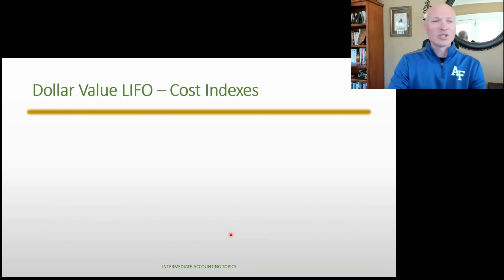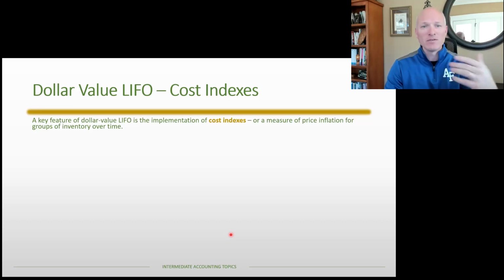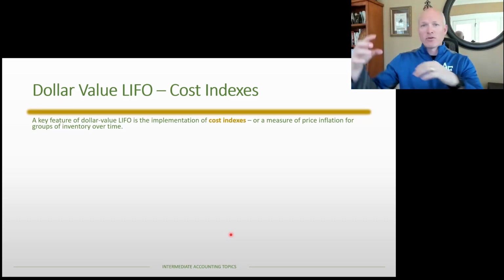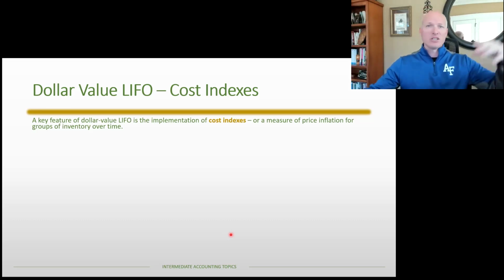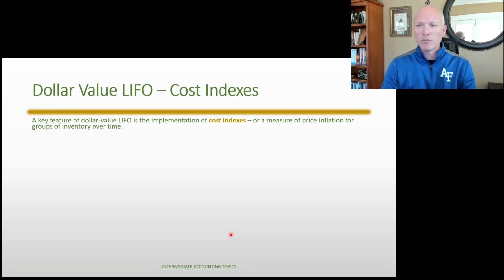All right. So dollar value LIFO. A key feature whenever using dollar value LIFO is this idea of developing cost indexes. Essentially, it's just measuring price inflation for a group of inventory. Now we're just going to use one common group of inventory, but understand a company could have several different groups with several different separate cost indexes that it's all tracking independently. We're keeping it simple and just doing one group, but the same methodology could be used for several different groups at the same time. They'd each have their own cost indices, and we'd go from there.